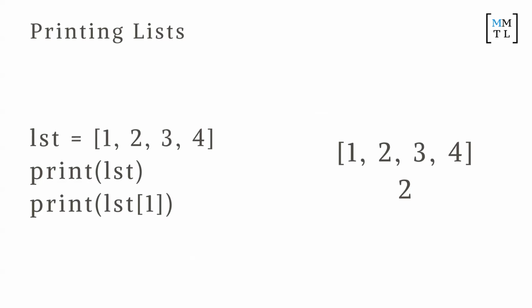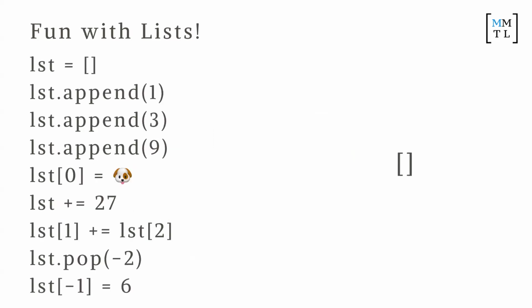Now you can also print individual elements in a list as well. For example, if you go print list 1, then you get 2. It basically extracts out that object and then prints it. Okay, so let's take a look at this. Please try your hand at what list will look like at the end of this.